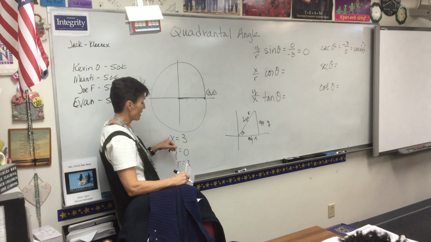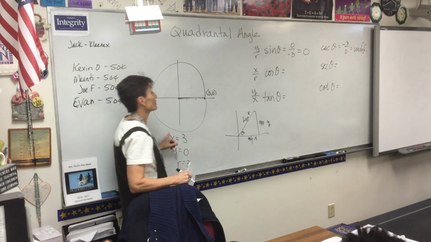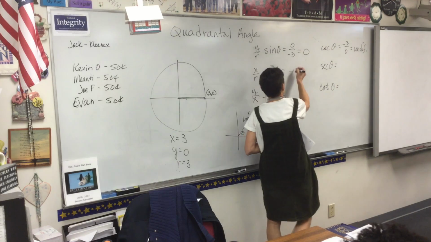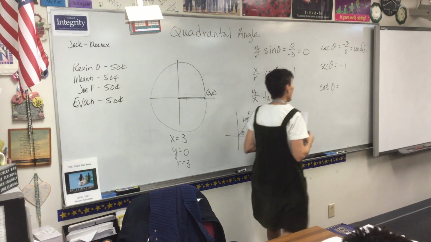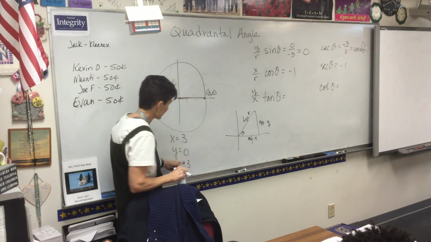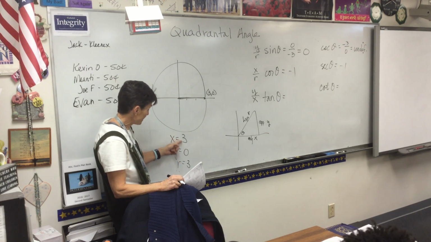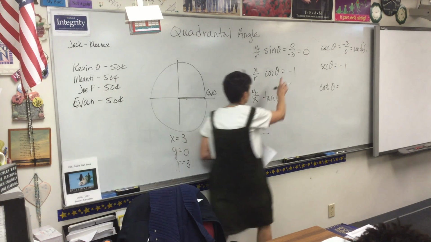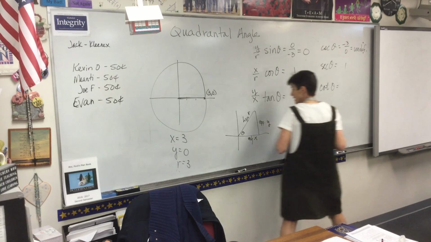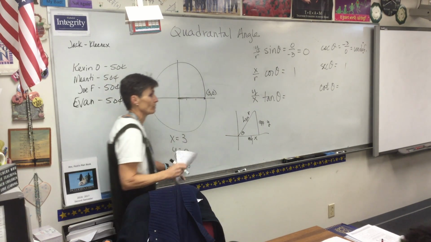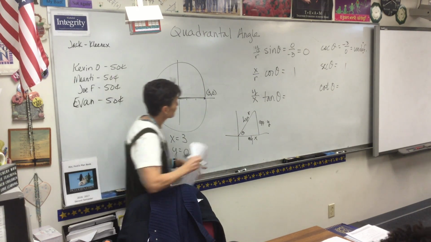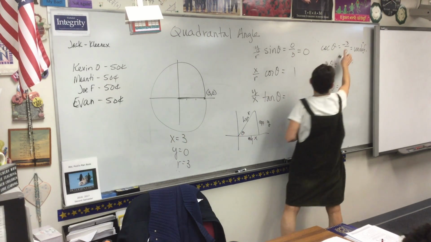What's the cosine? x over r. Positive 3 over 3, so it would just be 1. There's no negative in there. I don't know why I put -3, that's not right.